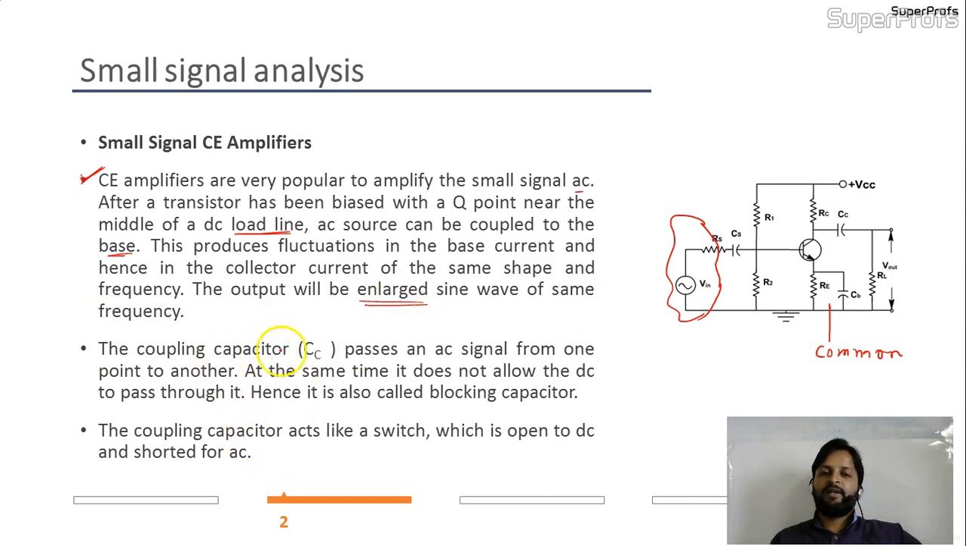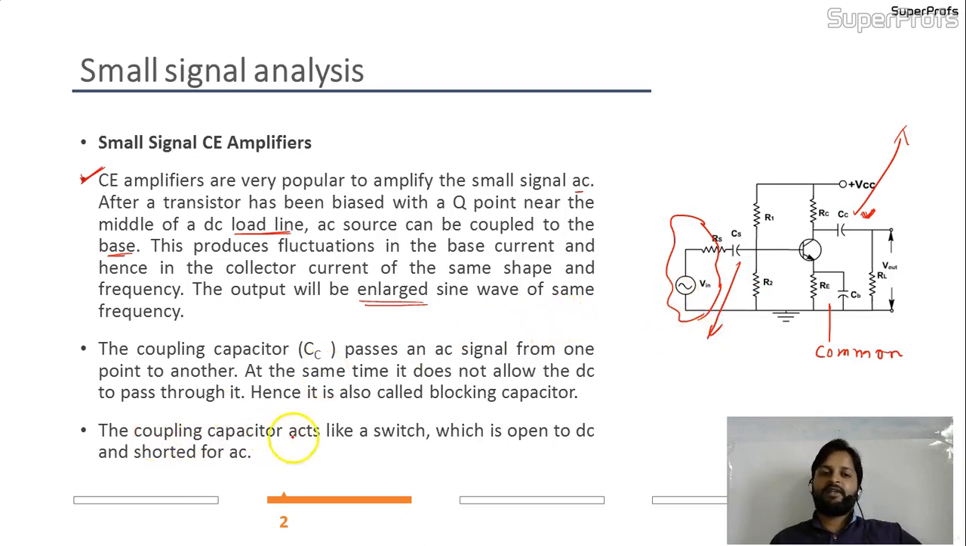Right? The coupling capacitor CC. Where is the CC? Here is the CC. This is the coupling capacitor. Why are we using coupling CC? To remove the DC part, right? So the coupling capacitor CC passes an AC signal from one point to another. At the same time, it does not allow the DC to pass through it. Is it clear? Hence it is also called blocking capacitor. So this will be the blocking capacitor and this CS will be the adding capacitor.